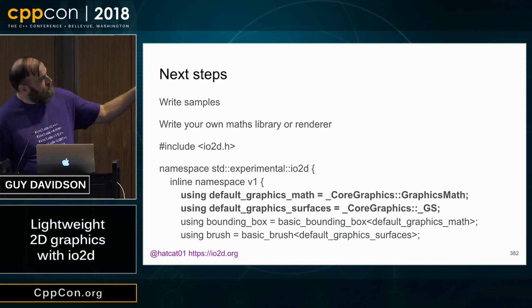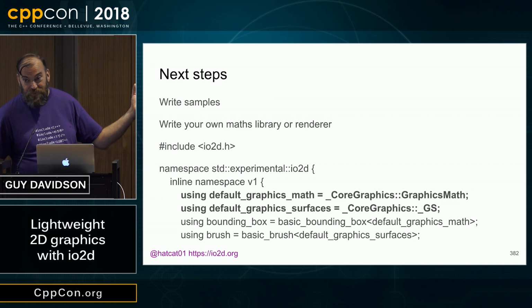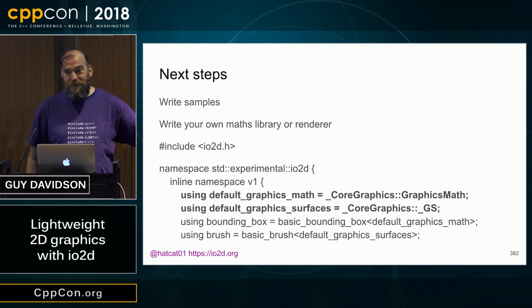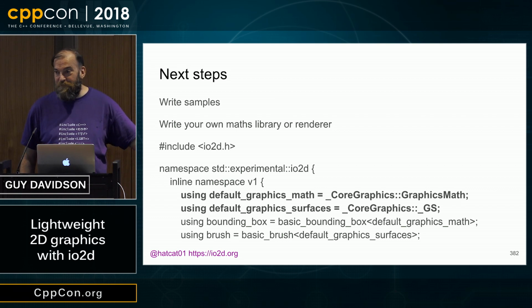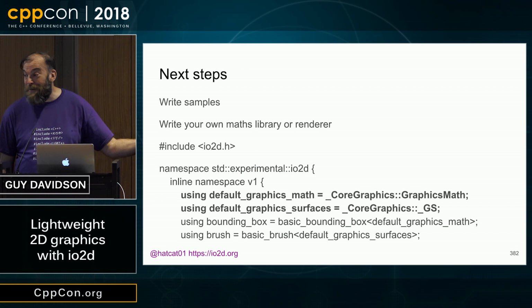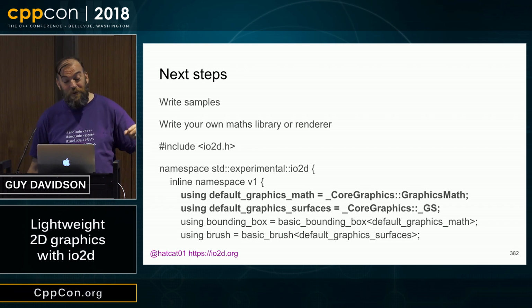The first two are the default maths and surface types, which are provided by the reference implementation. So we have a Cairo renderer and, oh no, this is the core graphics. So we have the core graphics renderer and core graphics maths implementation. But if you want to write a Vulkan renderer, go for your life. DirectX renderer, do it. OpenGL renderer, yeah, why not? Come to the party. Metal renderer, you can do that. DirectX math library, yep, write one of those.